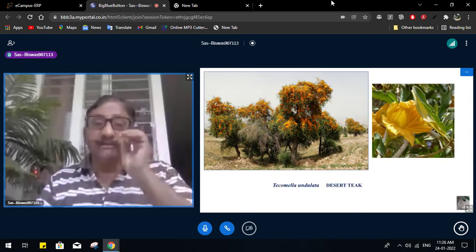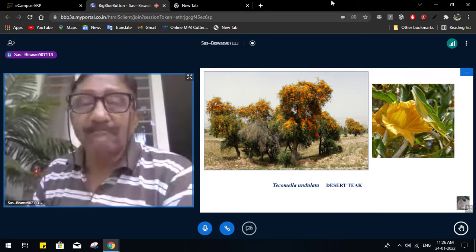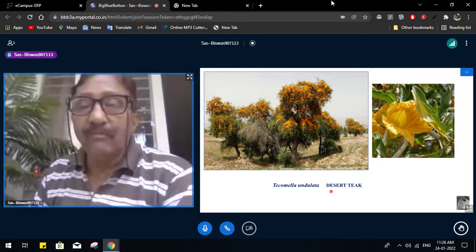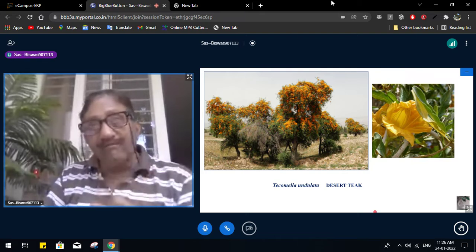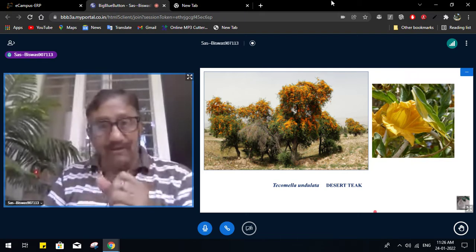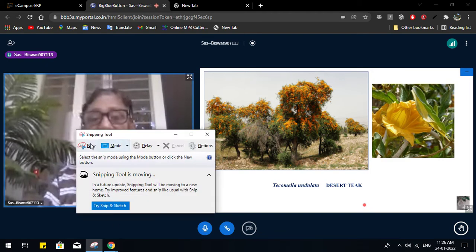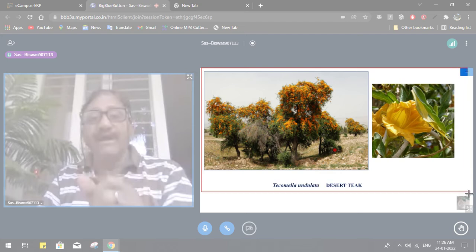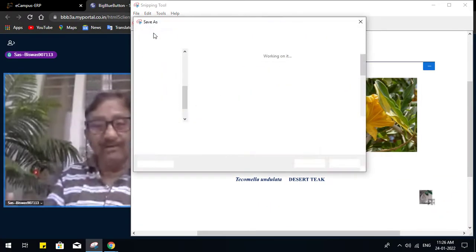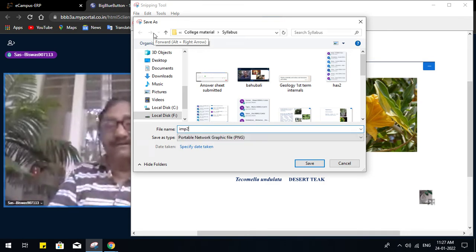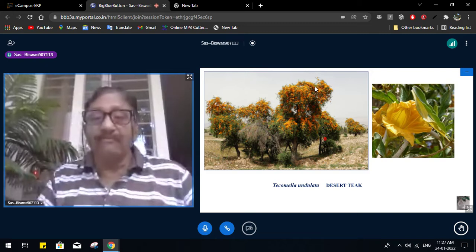Let us see next. This is what is called desert teak. Look at this, Tecomella undulata, and this is very much important. If you are from Rajasthan, if you are from any region very close to Rajasthan, if you do not know about the band teak, or you can say desert teak, then you should be not knowing what species are there in Rajasthan desert, which adds to the diversity.